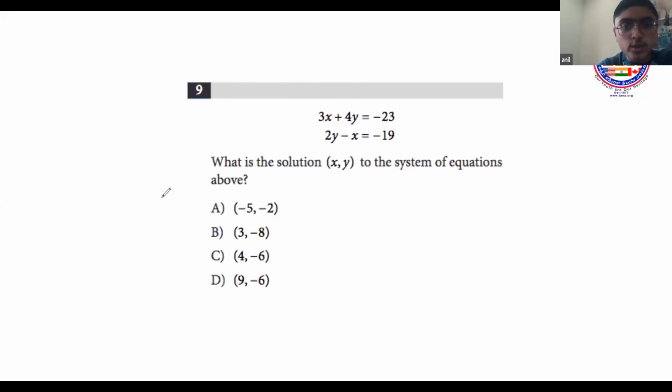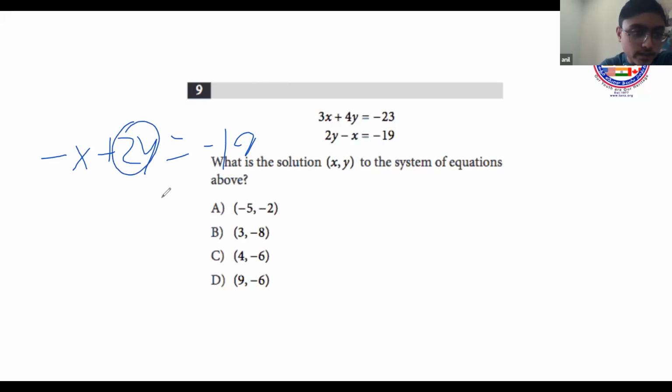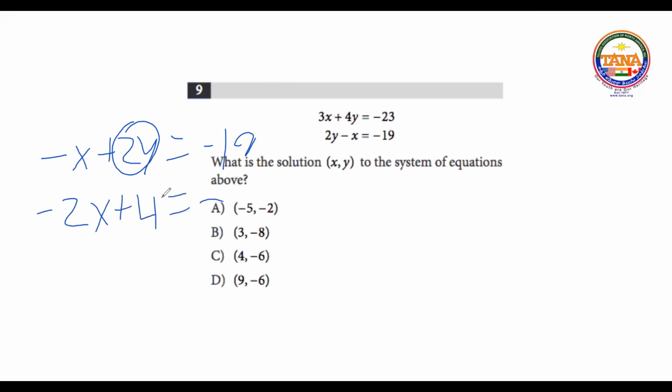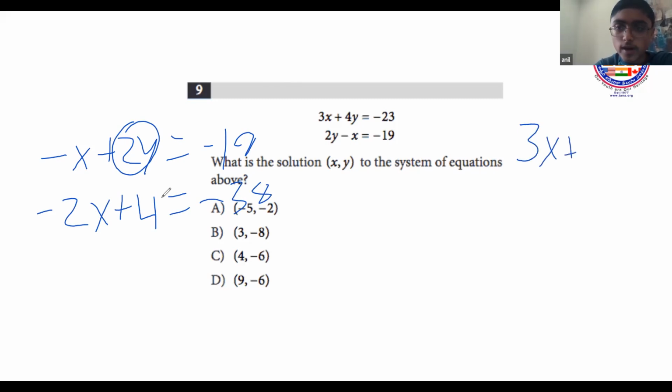So with this, you leave the first equation by itself and you rearrange the second equation. So you have negative x plus 2y equals negative 19. Now, you cancel out one of these, so you multiply by 2 to make it 4y. So negative 2x plus 4y equals what? Negative 38. So then you take your original equation, 3x plus 4y equals negative 23. And you have your second equation, negative 2x plus 4y equals negative 38.